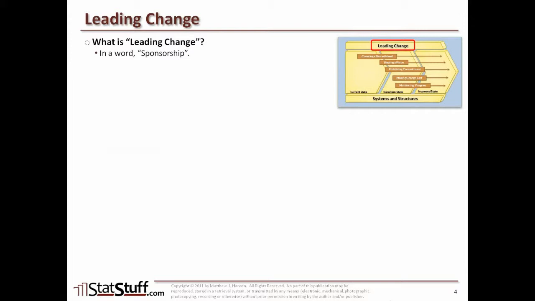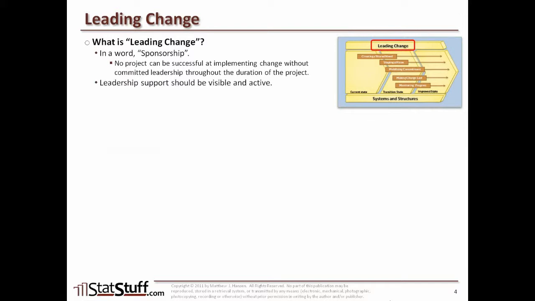Well, in one word, it's sponsorship. So no project can be successful at implementing change unless we have committed leadership throughout the whole duration of the project. Leadership support should be visible and very active. So sponsors should be fully engaged in the way that they support the project by being aware of the need and providing the necessary resources in order to make the project successful.